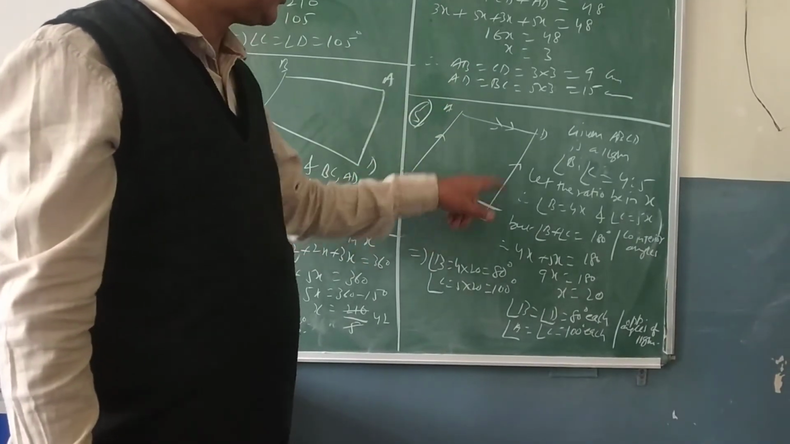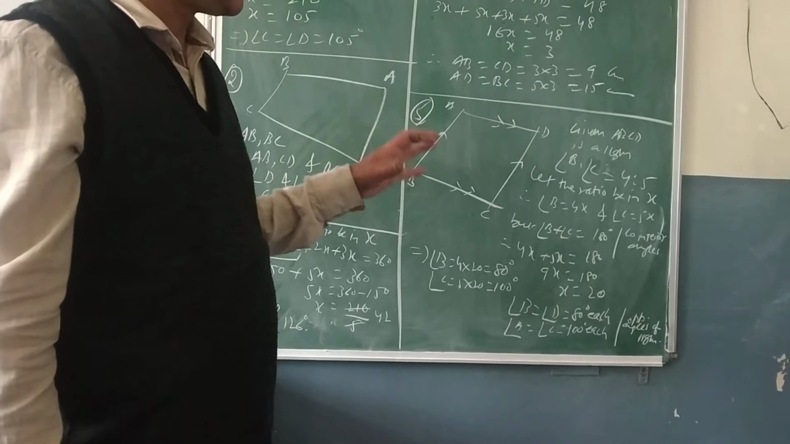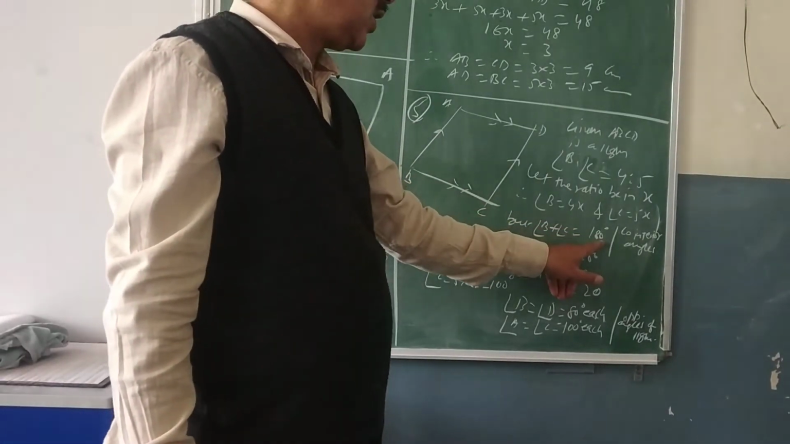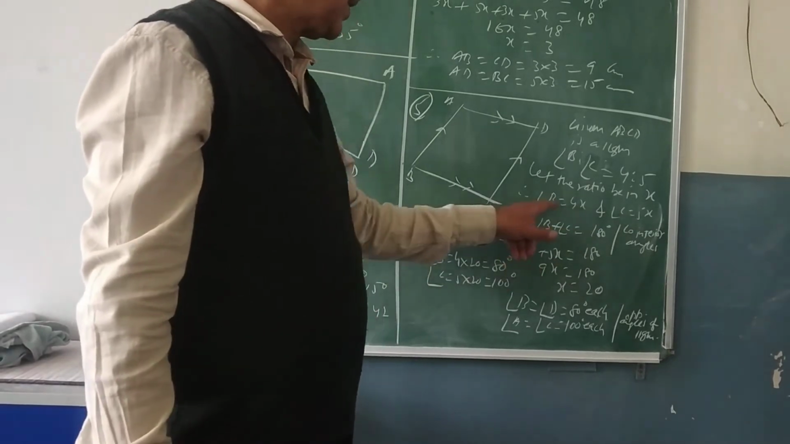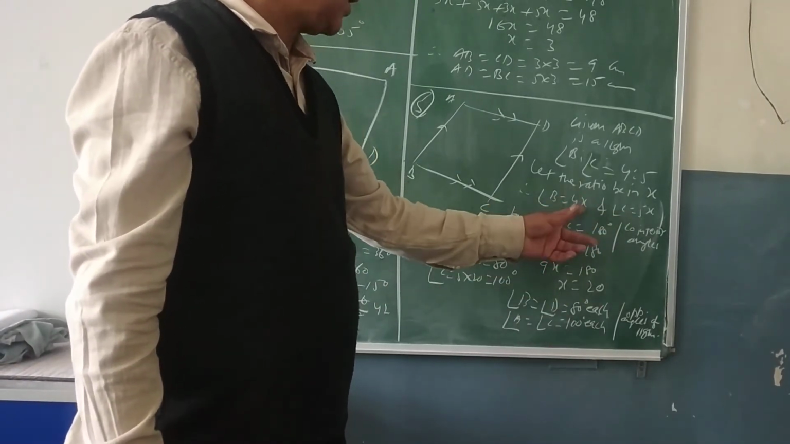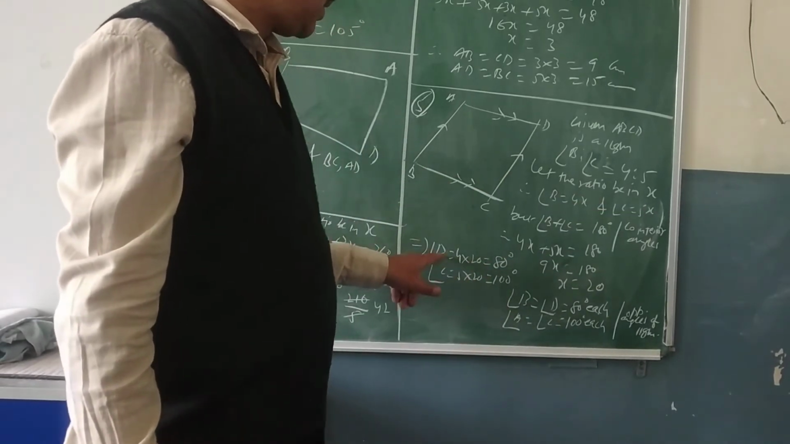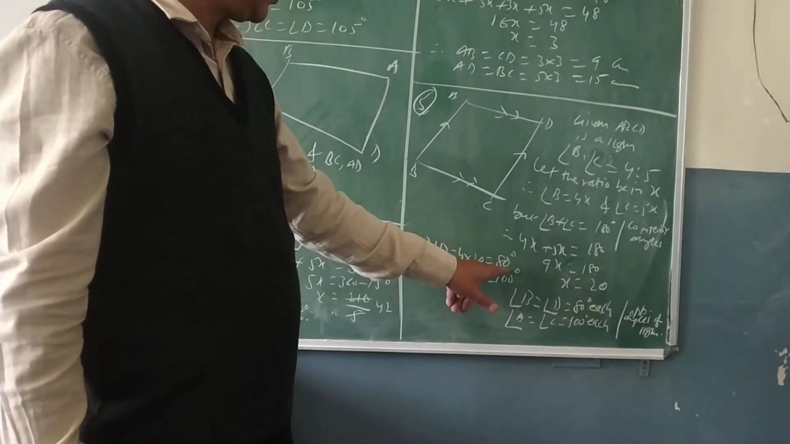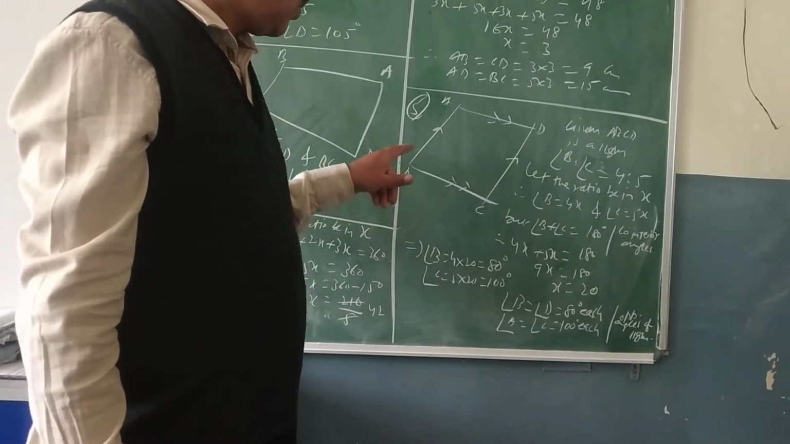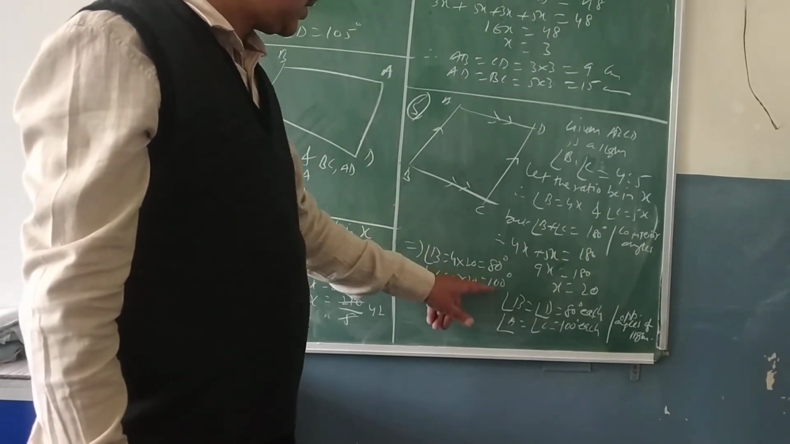Now I know the adjacent angles of a parallelogram are also called the co-interior angles. Their sum is always equal to 180 degrees. So use this property, write 4x plus 5x, calculate the value of x and put it back in B and C. So what will be? B is equal to 4 into 20, 80 degrees. And C is equal to 5 into 20, 100 degrees. So now B is equal to 80, C is equal to 100.